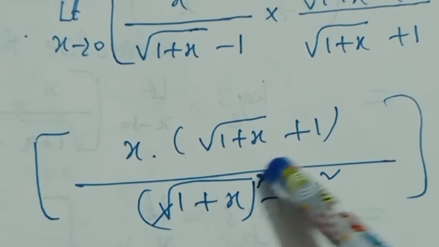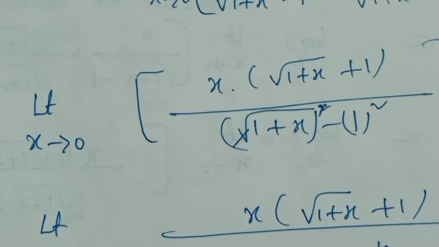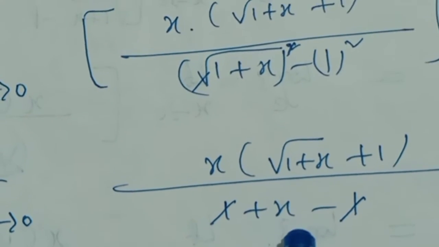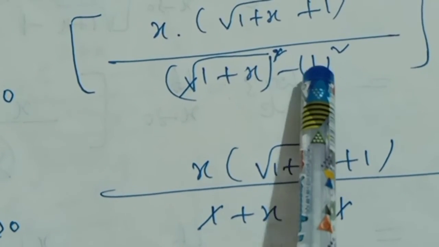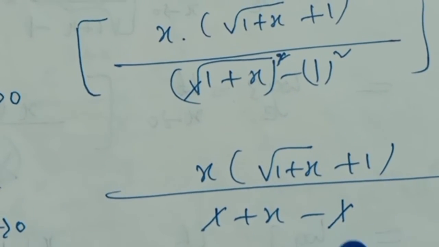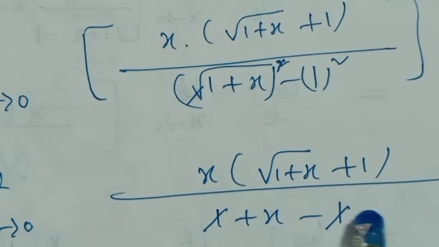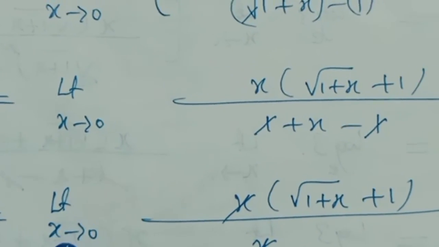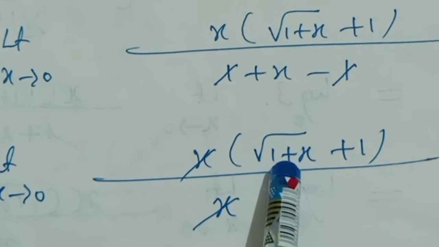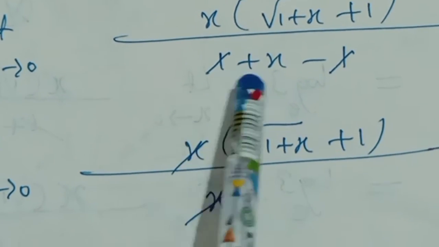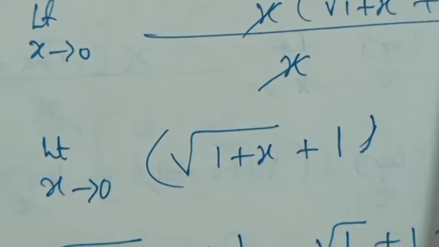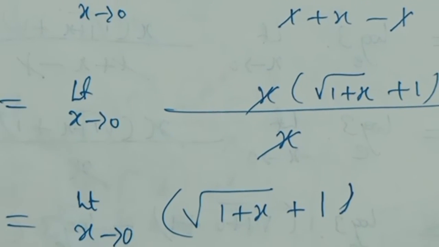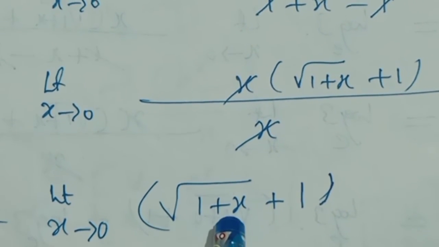Now square and square root get cancelled, so limit x tends to 0 of x into (square root of 1 plus x plus 1) by, here, 1 plus x minus 1. Why? Because minus is there, and 1 square is equal to 1. So in the denominator plus 1 minus 1 get cancelled. Then we write limit x tends to 0 of x into (square root of 1 plus x plus 1) by x. Now in this, the common terms are x, so those are cancelled. Now finally we get limit x tends to 0 of square root of 1 plus x plus 1.